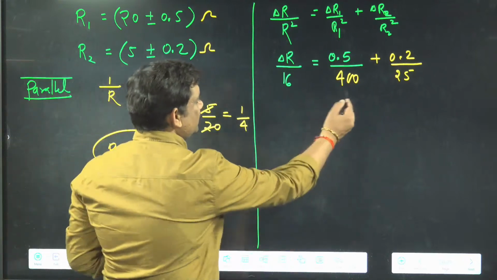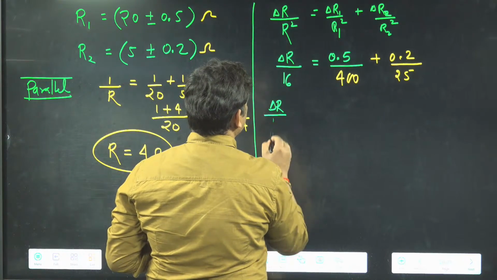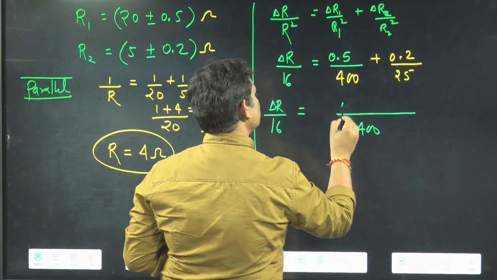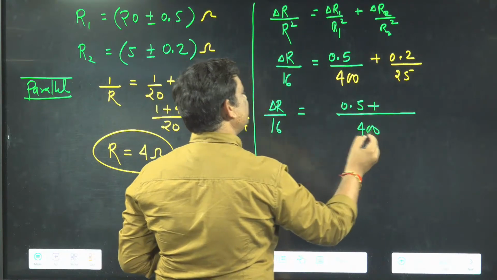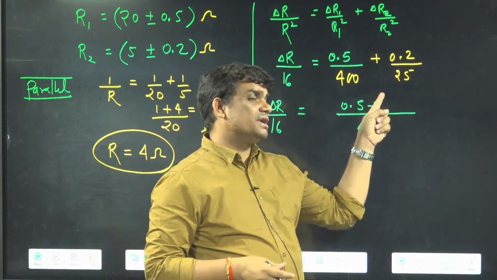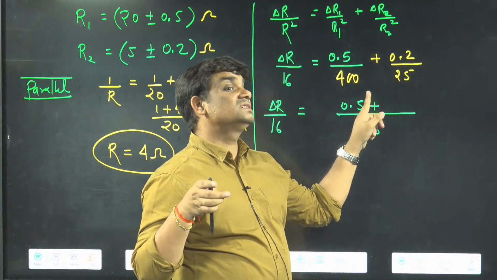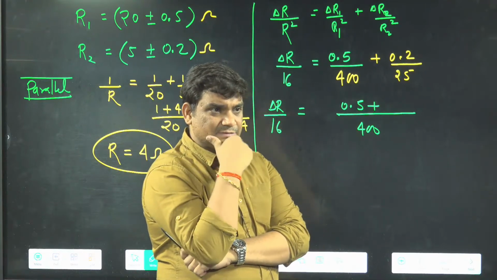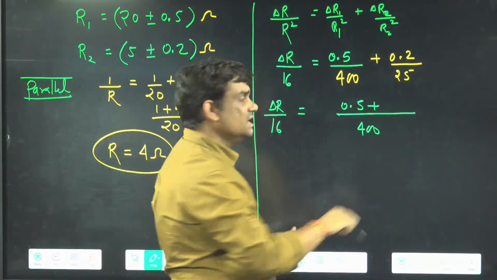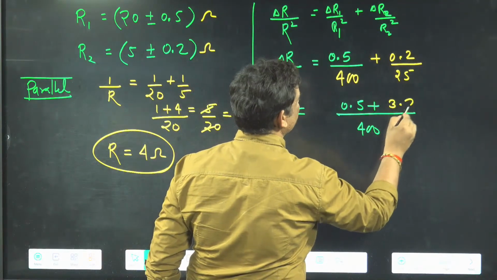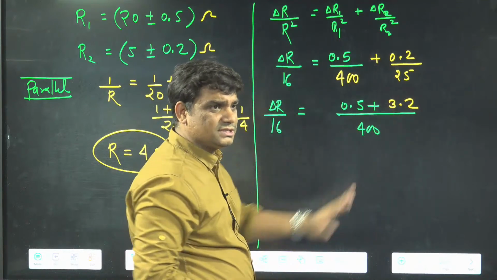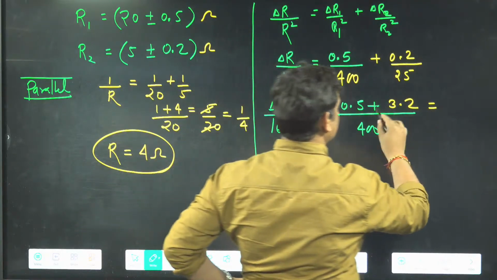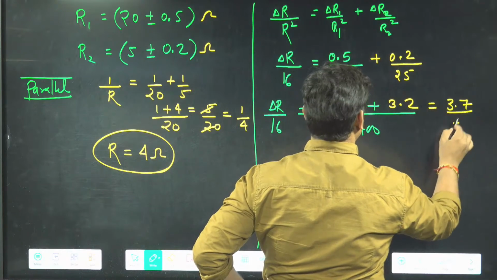Now we can write delta R square by 16 equal to, with LCM 400, 0.5 square plus 25 times 0.2 square, all over 400. How many times is 25 in 400? 25 times 16 is 400, so 16 times. So 16 into 0.2 square will be 3.2, and then 3.2 plus 0.25 gives 3.7, divided by 400.